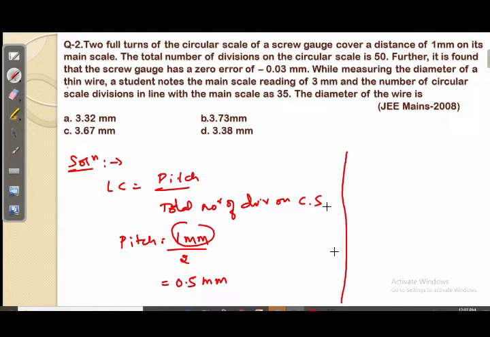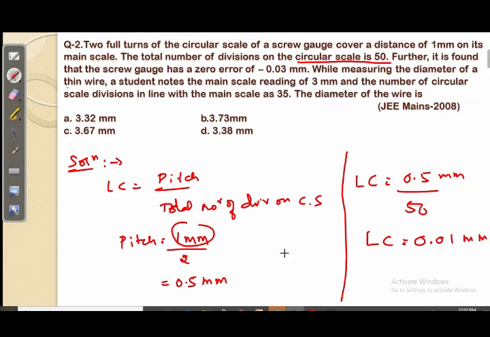The next thing is we calculate the least count. The least count is the pitch, 0.5 millimeter, divided by the total number of divisions on the circular scale. They have given 50, so I have written 50. So the LC becomes 0.01 millimeter. This is what we want.